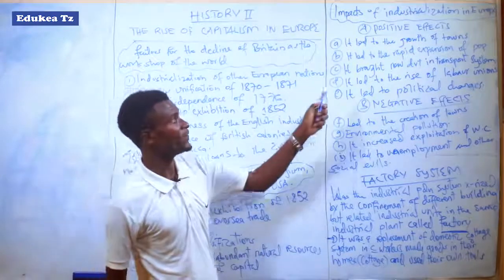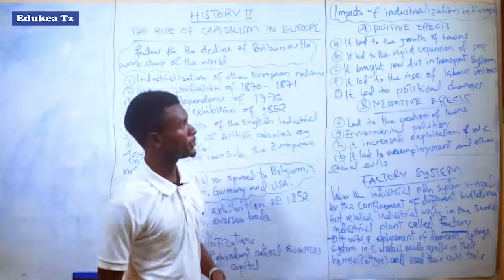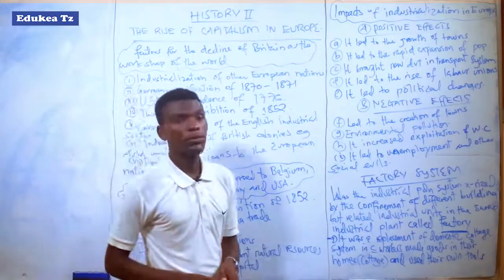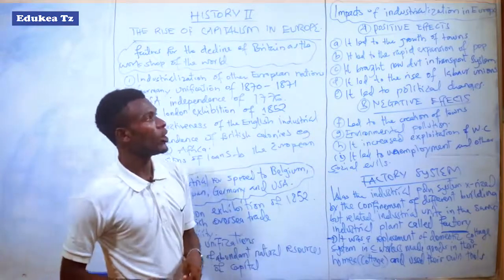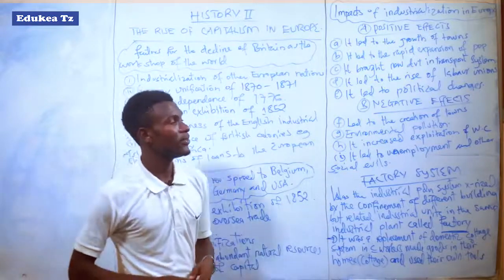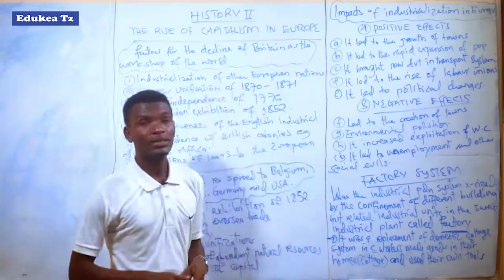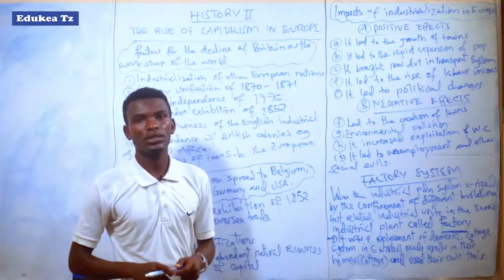Another positive effect was it led to the rapid expansion of population, whereby the population of Europe was tripled from 140 to 463. So you can see how population increased due to the industrialization process.